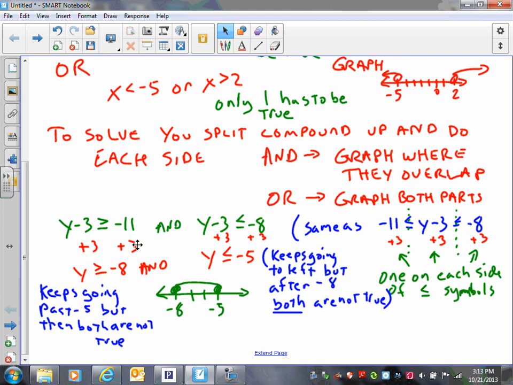Y minus 3, I add 3 to both sides. I get y is greater than negative 8. And y minus 3, I add 3 to both sides. Y is less than or equal to negative 5.